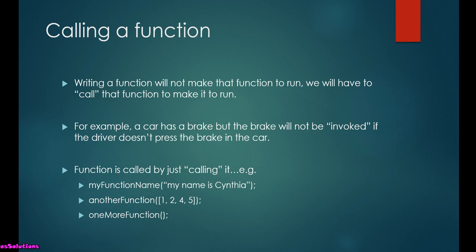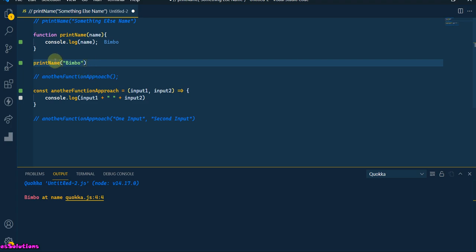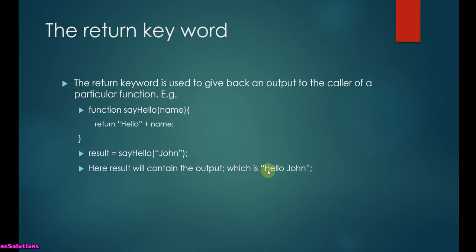Now, a function is called by just calling it. Basically, you write out the name of the function as I've shown. For instance, in this situation, print name, write it out, print name, and then whatever input is expected. If it's not expecting input, we can remove the input.